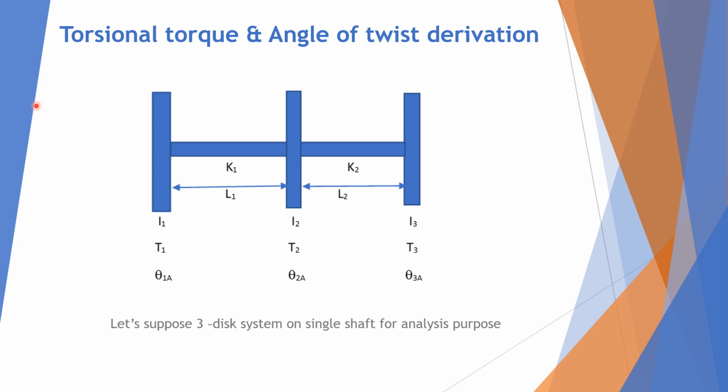For derivation purposes, let us consider a three disk system where I1, I2, I3 are the disk mass moments of inertia, T1, T2, T3 are the torques, and theta 1, theta 2, theta 3 are the angles of twist at the respective disks. K1, K2 are the shaft stiffness between shaft segments 1 and 2, and 2 and 3.